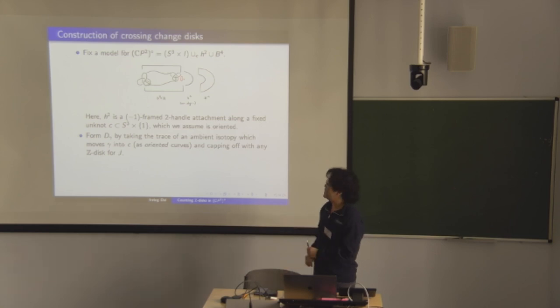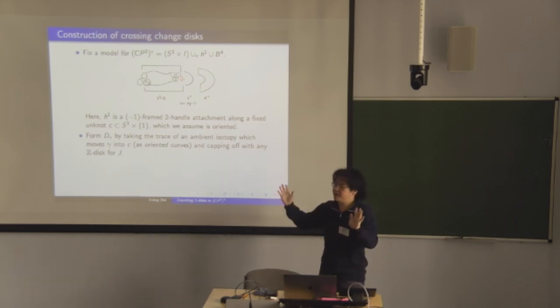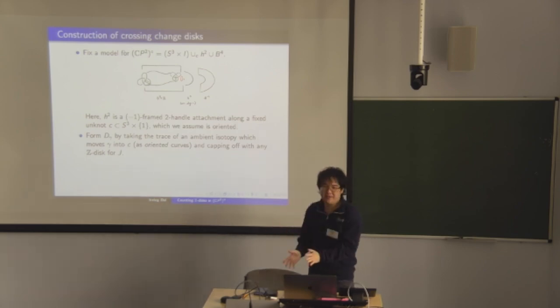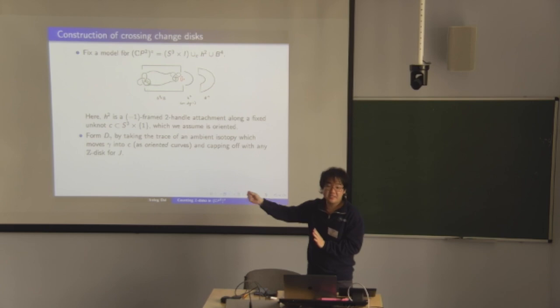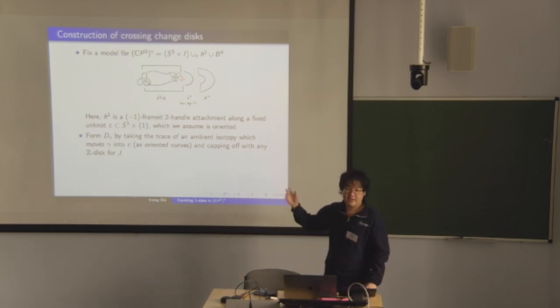Okay? I'm being very careful with the statement because I want to consider all of my disks as living in the same copy of CP2. When I compare a pair of disks, I don't want to do some strange reparameterization of the boundary. So every choice of unknotting curve for K, and I think of K as being fixed in the incoming boundary of S3 cross I, allows me to define a disk in this manner by doing this isotopy, which moves my unknotting curve into C, and then capping off with a Z disk.